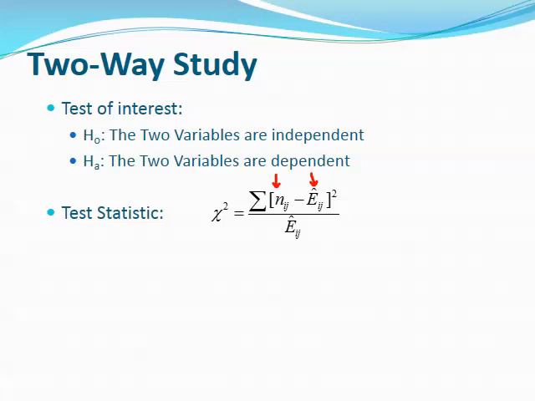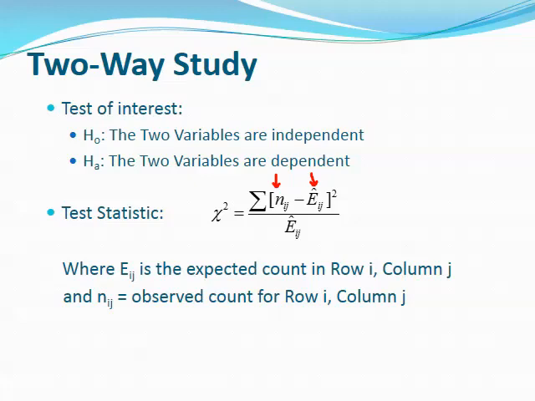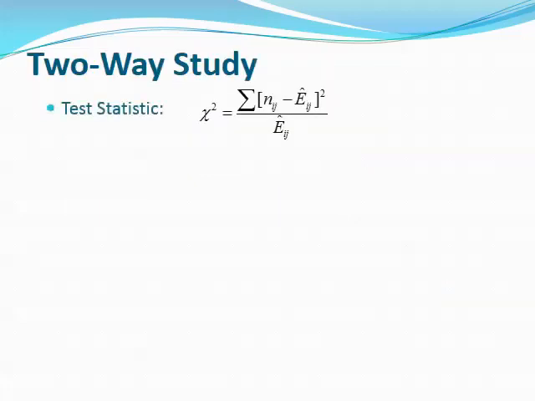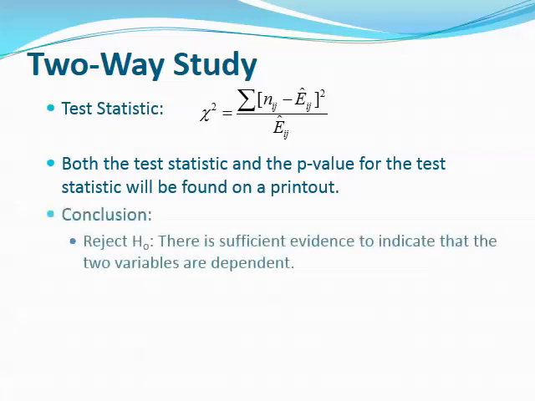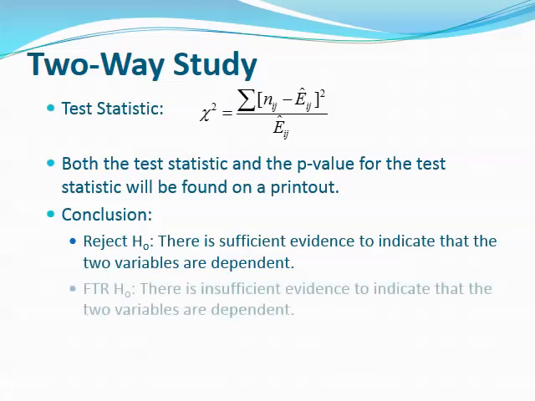So we take a look at what we observe versus what we expect, square that and divide by what we expect. And as we've seen before, test statistics and p-values are things that are going to show up on printouts. So it's the observed minus the expected squared divided by the expected, similar to what we saw in the one-way study. But as I mentioned, the test statistic and the p-value for the test will be found on the printout. The null says they're independent, the alternative says they're dependent, and we make conclusions by comparing alphas to the p-values. If p is low, we're going to be able to reject that they're independent. If p is high, we fail to reject, and there's insufficient evidence to indicate that the two variables are dependent. So same two conclusions, same method of making our conclusions, comparing alphas to the p-values.